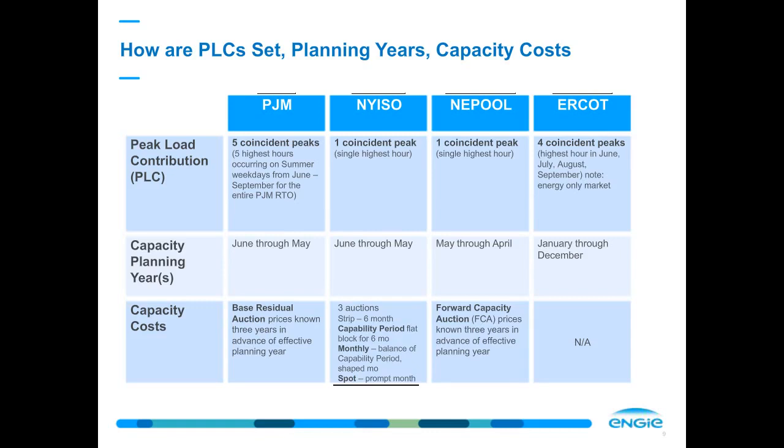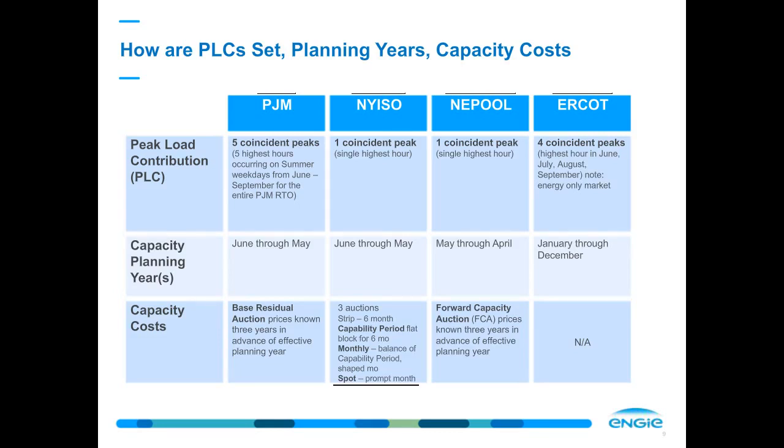And the capacity costs are based on the base residual auction. So prices for what people refer to as the BRA are known up to 3 years in advance of the effective planning year. You can see that NYISO is a 1 CP event, or a 1 coincident peak. It's the single highest hour throughout the year. The NYISO planned capacity year, actually on here I have it as June through May, but it's actually May through April. So we'll adjust these slides before we send them out to address that.